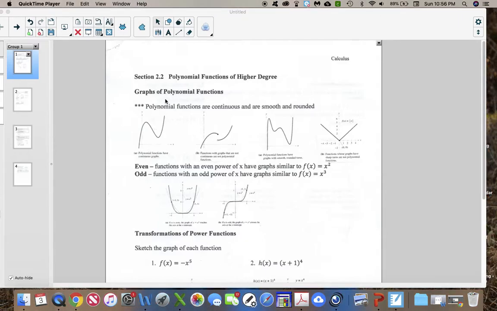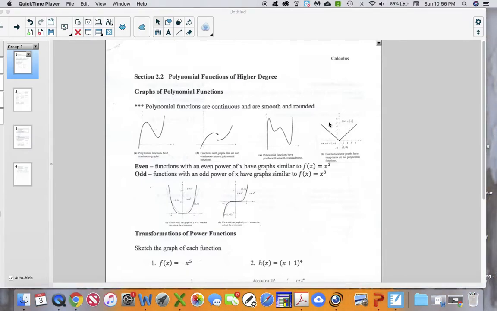But one of the important things to note for polynomial functions is that they are rounded. They're curves and they have smooth edges. They don't have any jumps or skips in them, and they don't come to a sharp halt. So this would be like an absolute value function. This would be like a piecewise function, but this first and this third graph are graphs of polynomial functions.